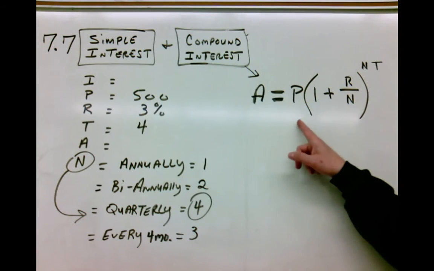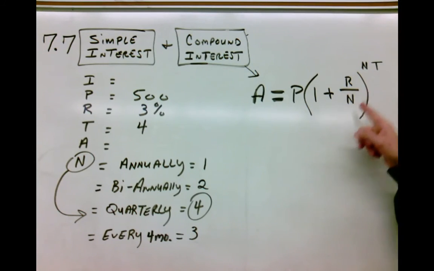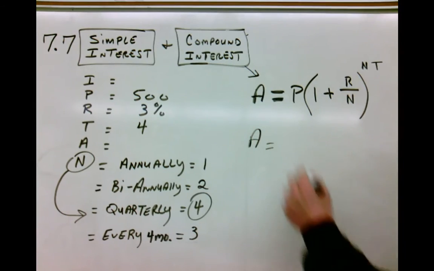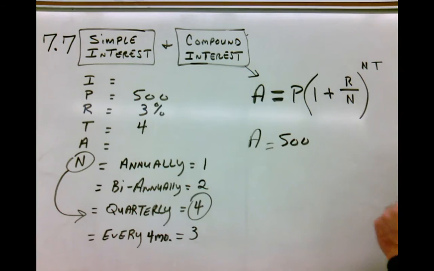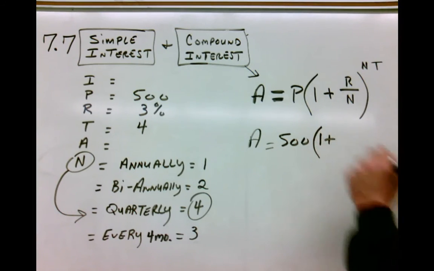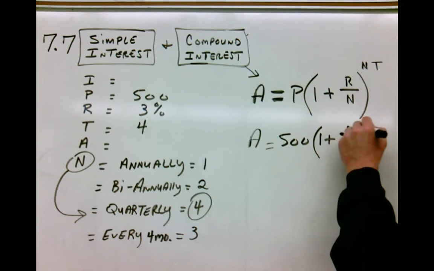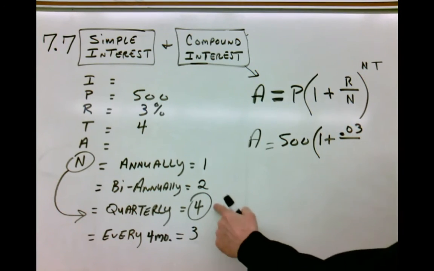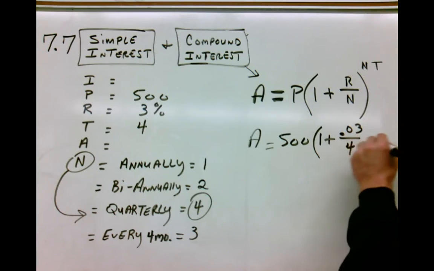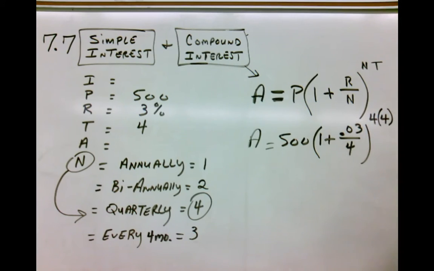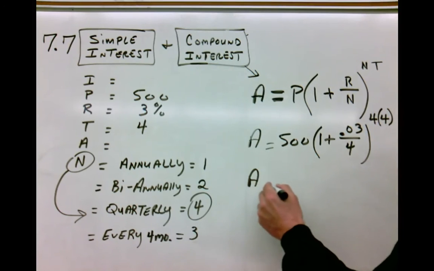So it's A equals P times (1 plus R over N) to the NT. So we have A equals our principal amount, 500, parentheses, 1 plus our percentage rate, 0.03, over our N amount, 4 times a year, raised to the power of N, 4, times the amount of years, 4. So that's everything substituted in. Now we have to calculate this crazy stuff.